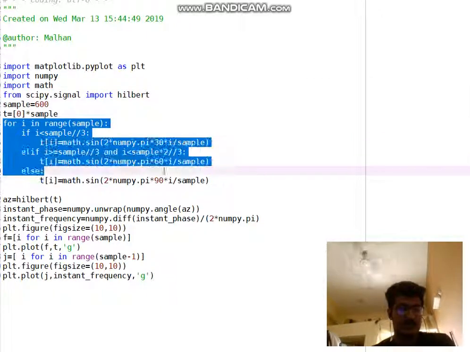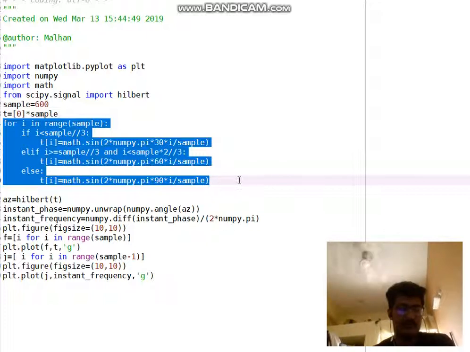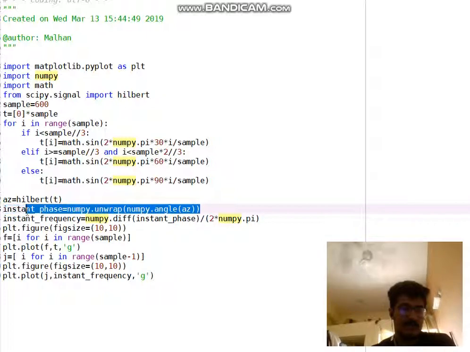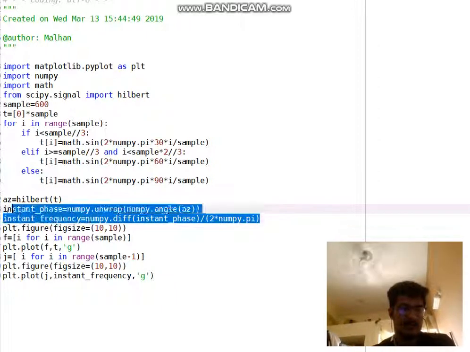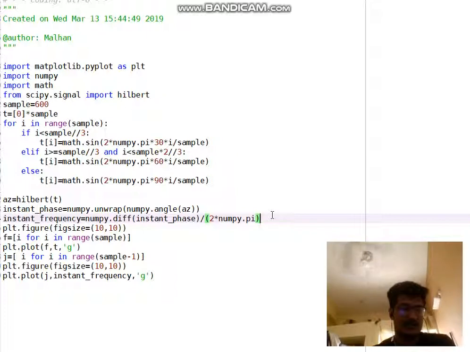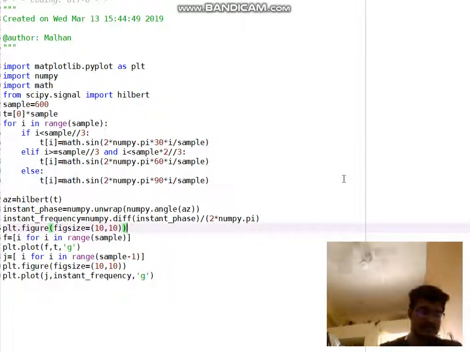Now this is our signal which we made, which has different frequencies at different time instants. And here what we did is we took the Hilbert transform of that signal, then we found the phase present at different time instants in that signal. Then we found the instantaneous frequency present in the signal at every instant. And then these are the commands for plotting the things we found. Let's look at what these look like.